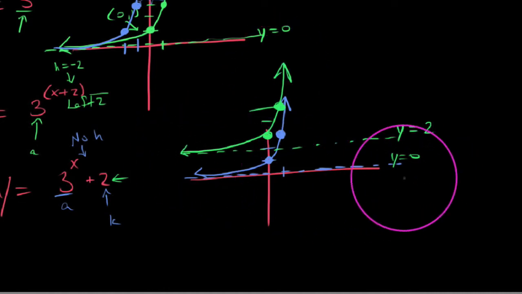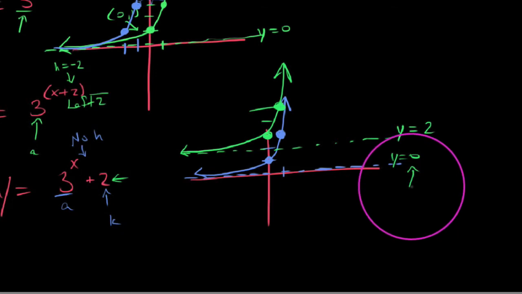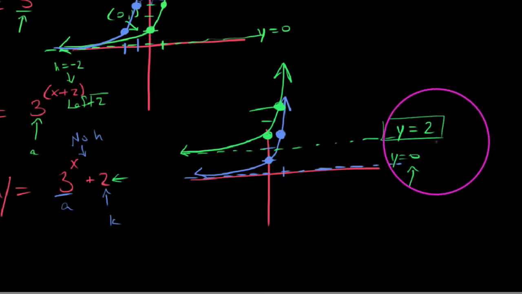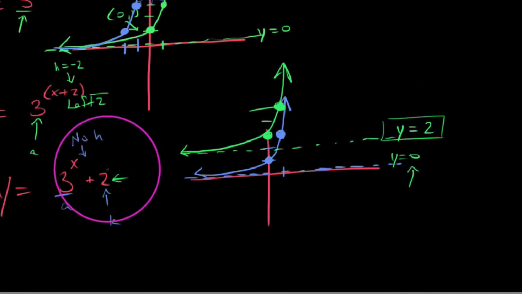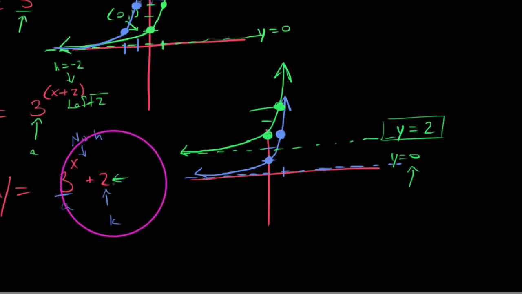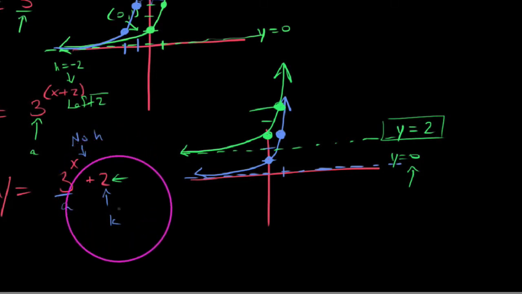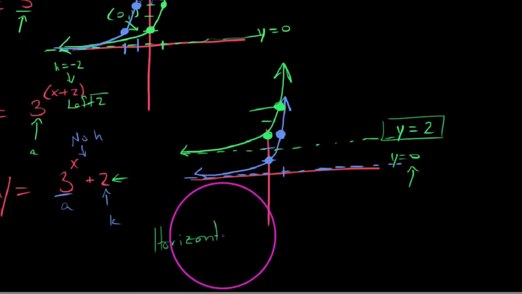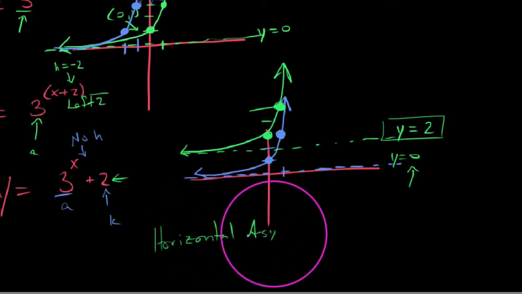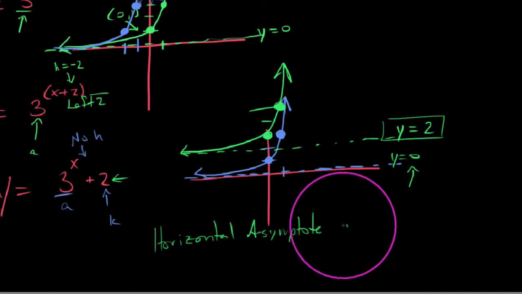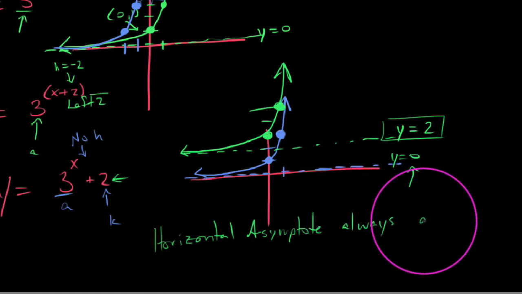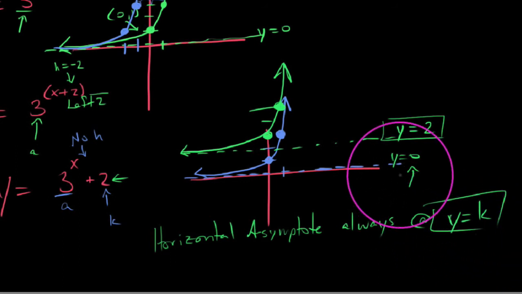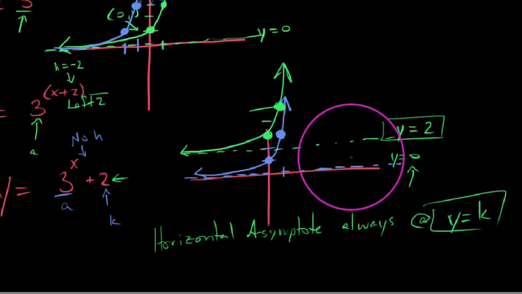But the second thing is this. If the parent function always has an asymptote at y equals 0, and the new graph has an asymptote at y equals 2, which was our k value, well, k always shifts exponential graphs up or down, k units. So I think that we should be able to go so far as to say the horizontal asymptote is always at y equals whatever k is, because if I'm shifting it from the ground level up or down, whatever k units, then that's what I have to deal with.